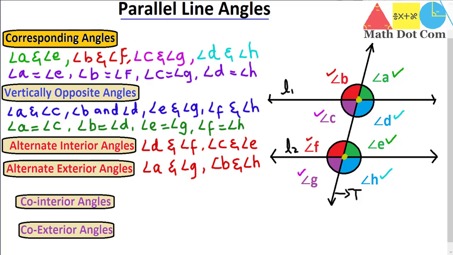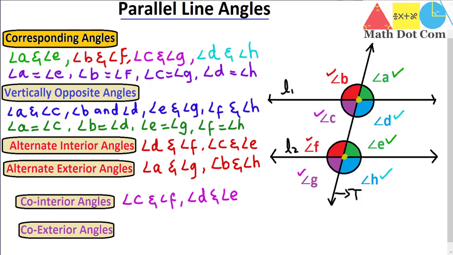Then we have the concept of co-interior angles. Now co-interior angles, basically the pair of angles in between the two parallel lines. Co-interior angles occupy the position on the same side of the transversal but at two different points. So co-interior angles here will be angle C and angle F. So angle C and angle F, these will be co-interior angles, and angle D and angle E, they will also be co-interior angles.